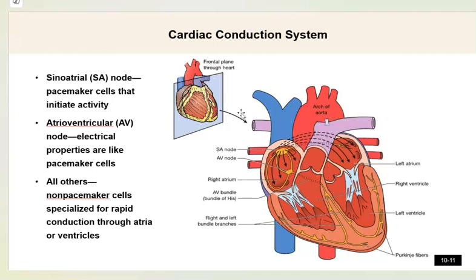So this is a view of the cardiac conduction system. We have an interior view of the frontal section, the frontal plane through the heart. And we can see the action potentials are generated at regular intervals by the pacemaker cells of the SA node, the sinoatrial node, which we know is here.